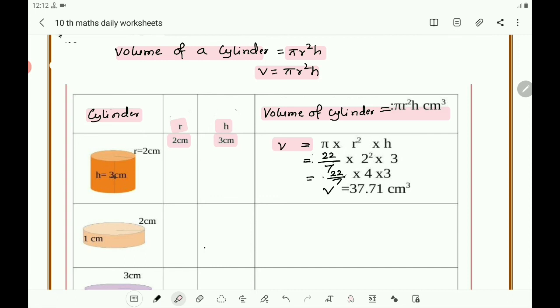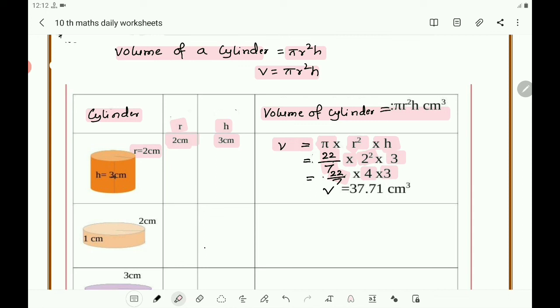Then the first one you take, here r is 2 cm, h is 3 cm. Here you write 2 centimeter and 3 centimeter. Then you write the formula for V. V equals pi into r square into h. You know the value of pi, that is 22 by 7. You write 22 by 7 into r value is 2, write 2 square. H value is 3. Then 22 by 7, 2 square is 4, you must know that 2 into 2, and write 3.